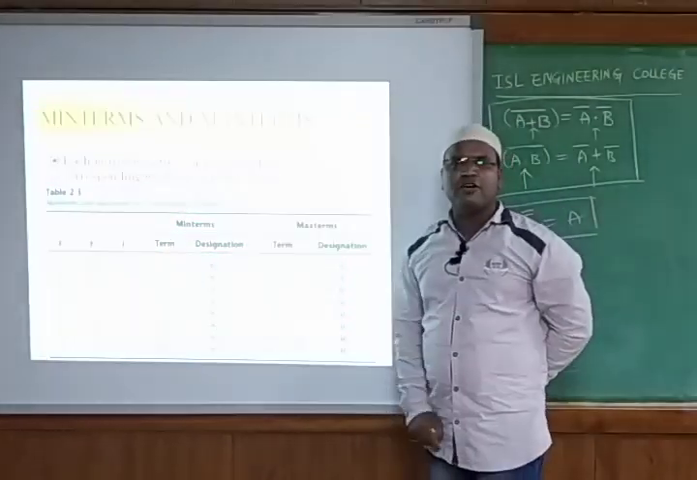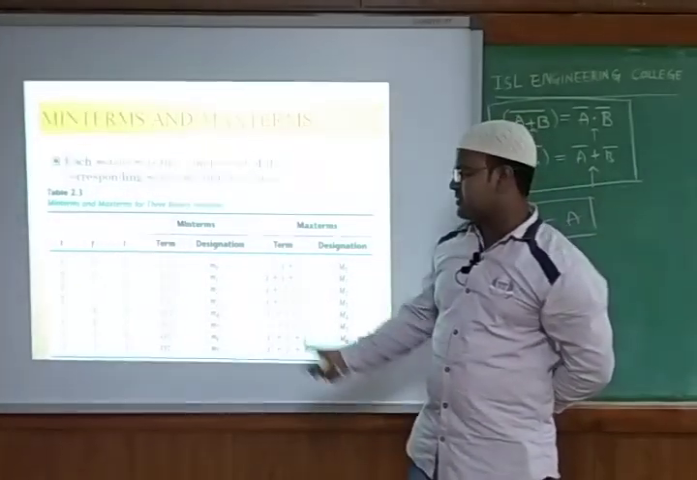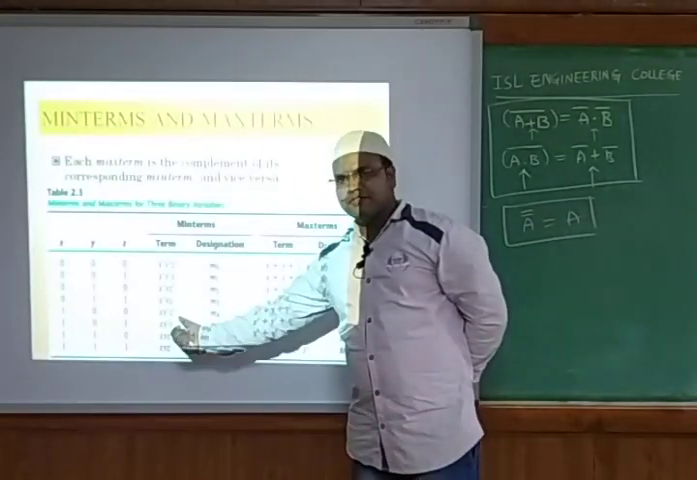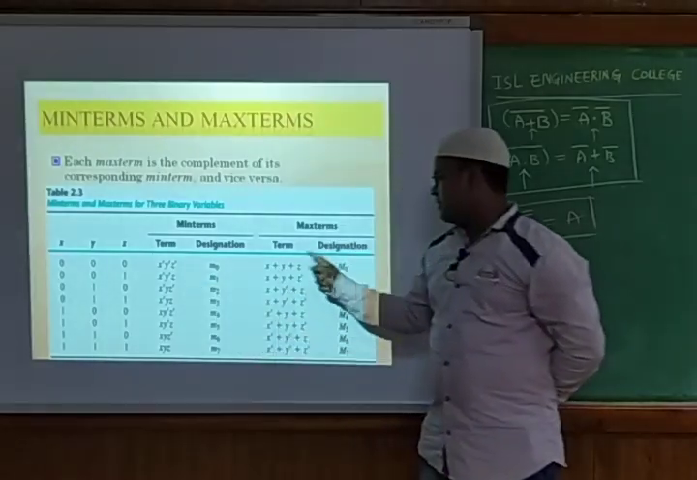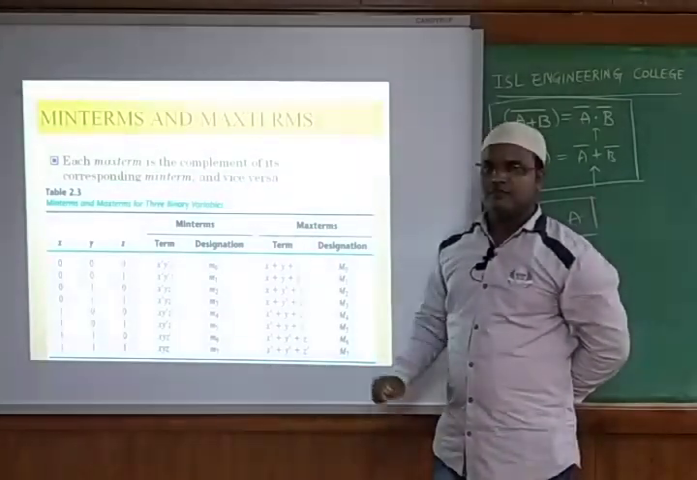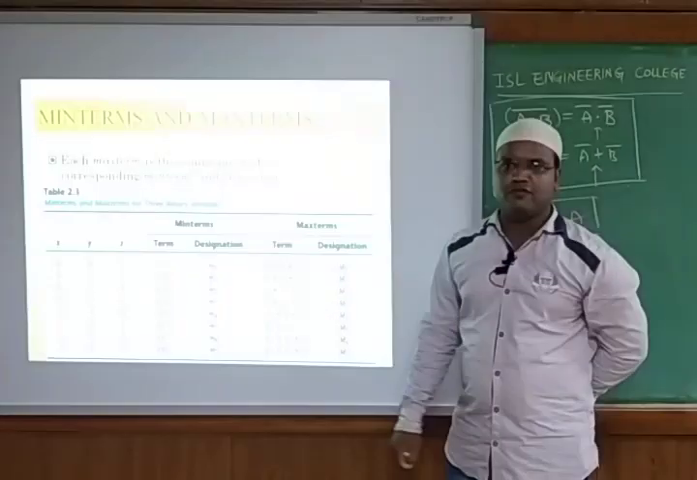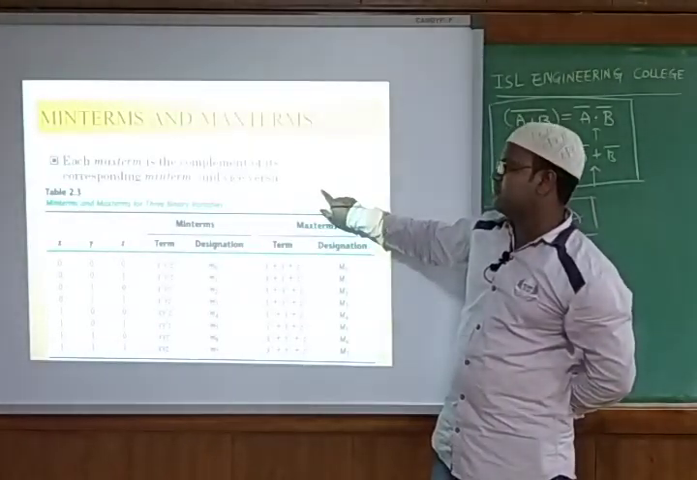Now, this we have also discussed in the previous class. This is about the discussion of min term and max term. For min term, 0 means x bar. Here 0 means x. This is written in multiplication form, and here it will be written in addition form. This we also discussed in the previous class.